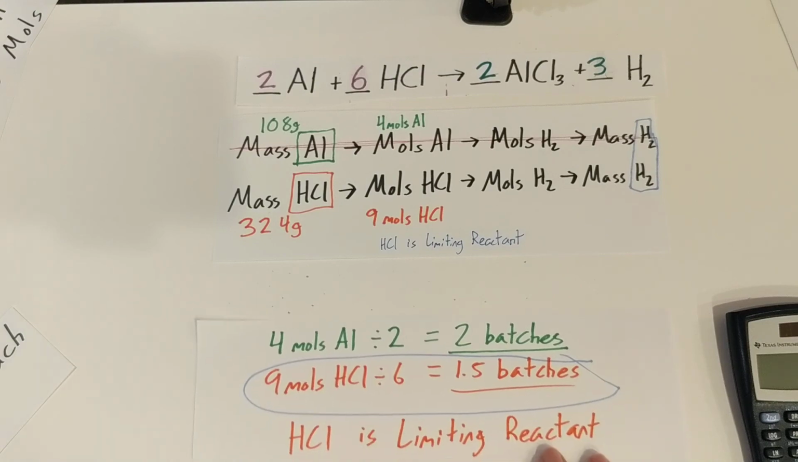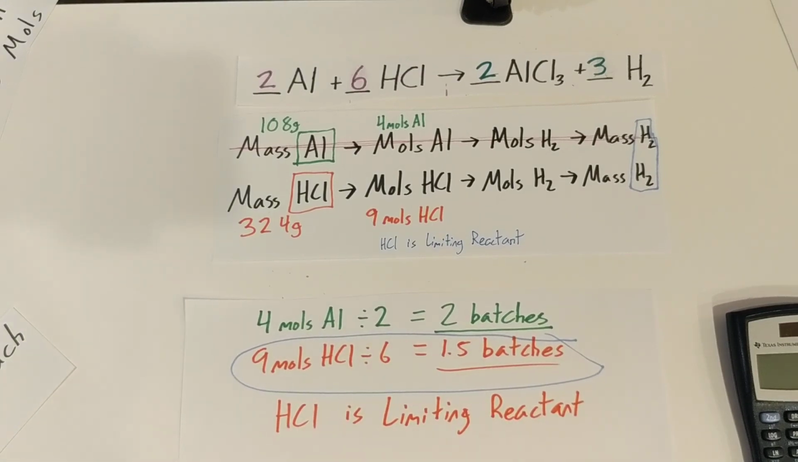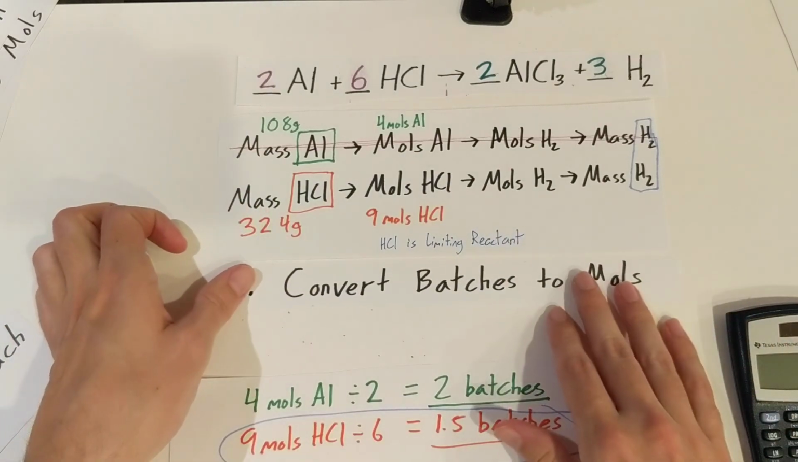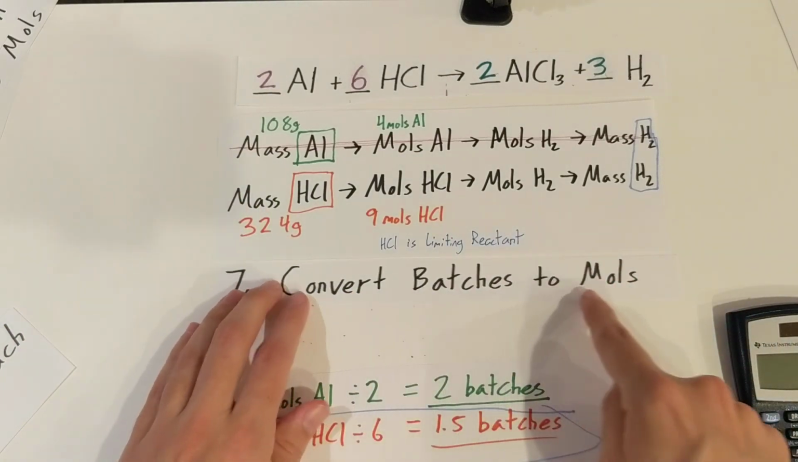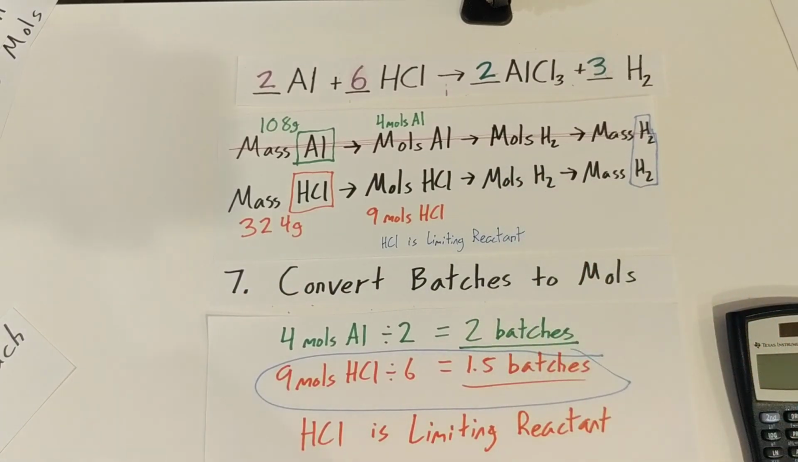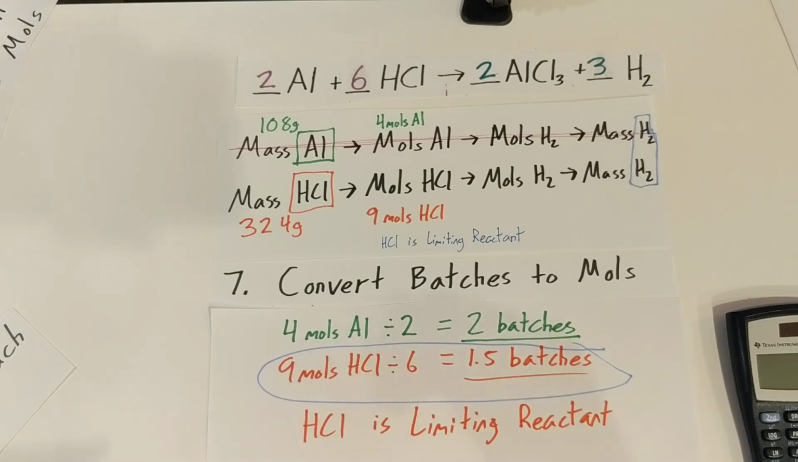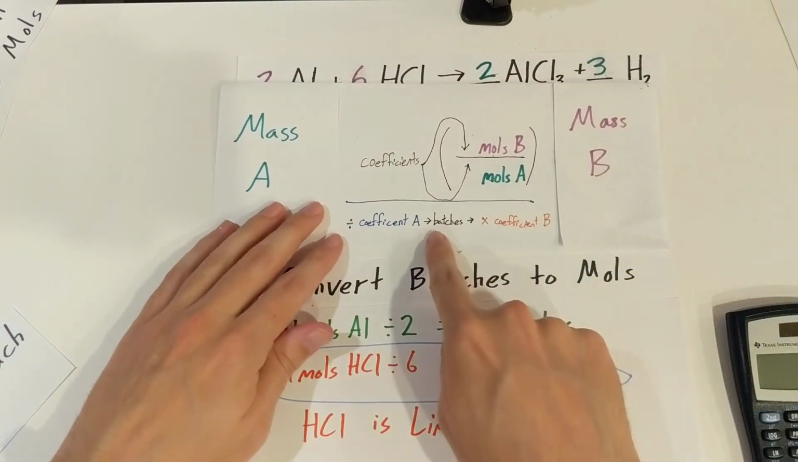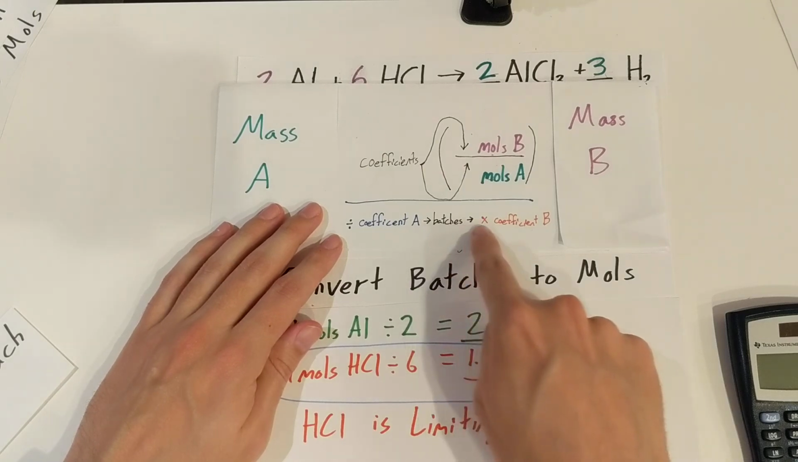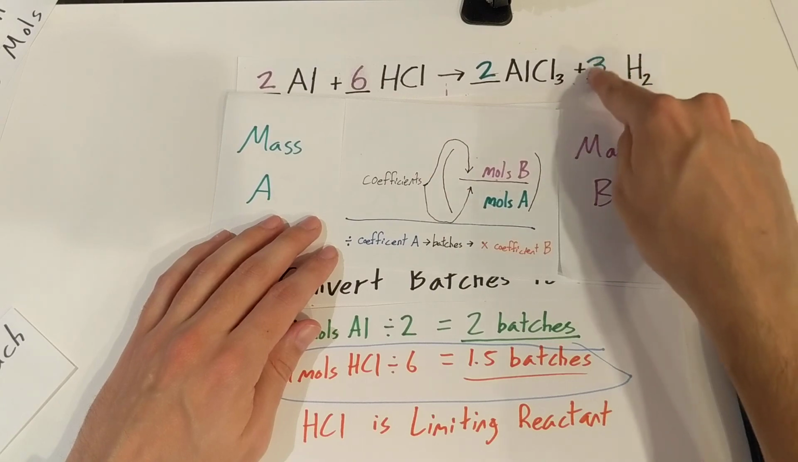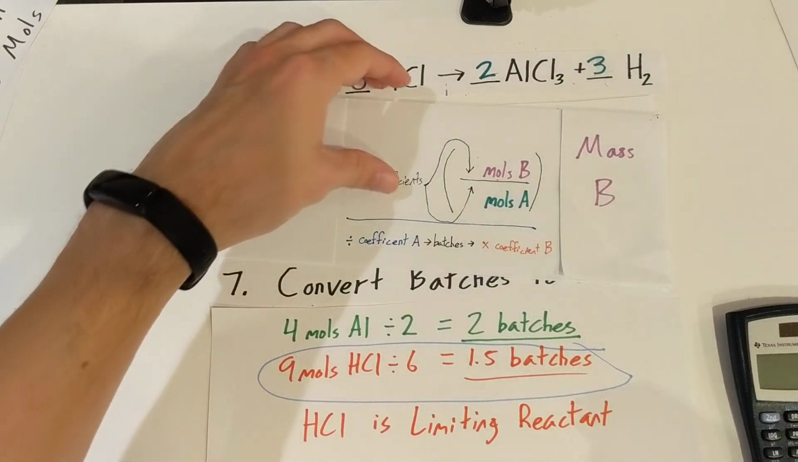So now that I know HCl is my limiting, I can continue on this part of my map and convert those batches that I just calculated into moles of H2. So what we're going to be doing here is, again, you could bring out your foldable. We're at batches right now. We're making 1.5 batches. We have to multiply by our coefficient of B, which is right here, and that'll tell us how many moles of H2 we got.